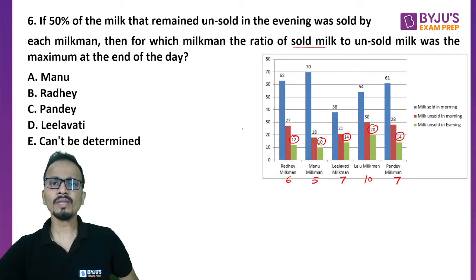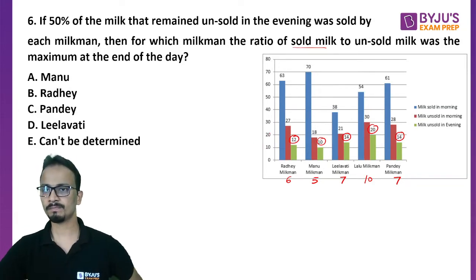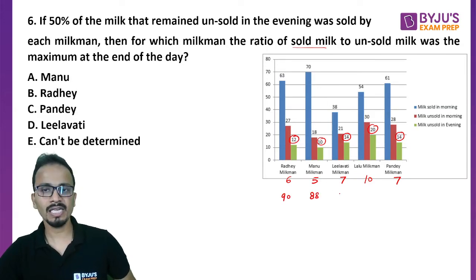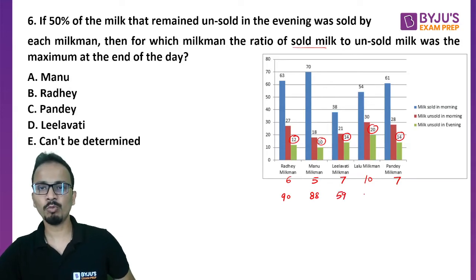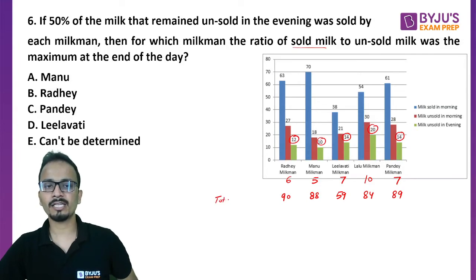Now the total quantity of milk that is sold by each of these people. The milk that was bought by Radhe was 90. Manu bought 88 liters of milk. Leelavati bought 59 liters of milk. Lalu bought 84 liters of milk, and Pandey bought 89 liters of milk. So this is the total milk that they have.